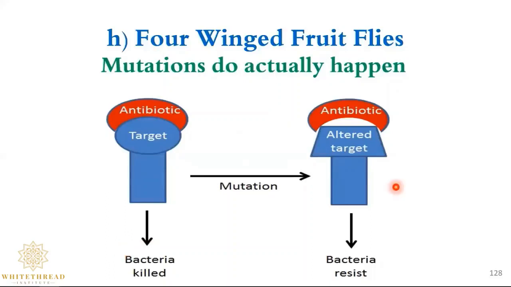And on the right side, you have a mutation that has been introduced in the target, which is the bacteria. So on the epitope of the target is a mutation. So the antibiotic is not able to fit onto the target, which confers resistance to the bacteria. So this is called antibiotic resistance.